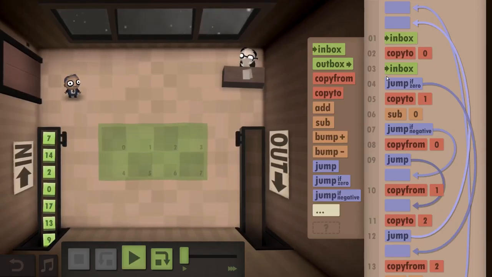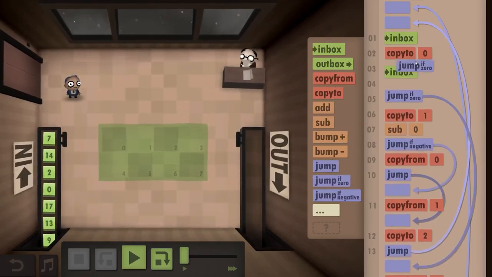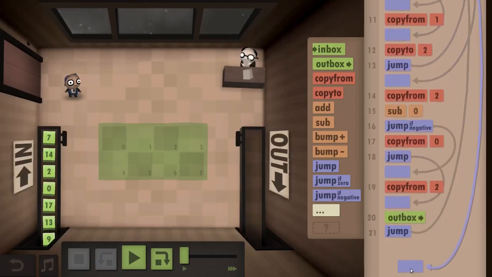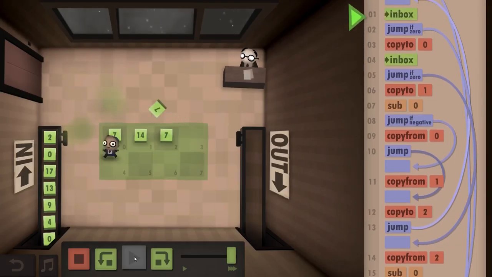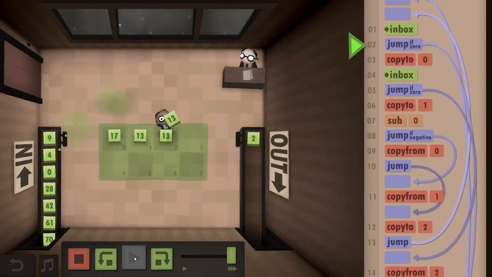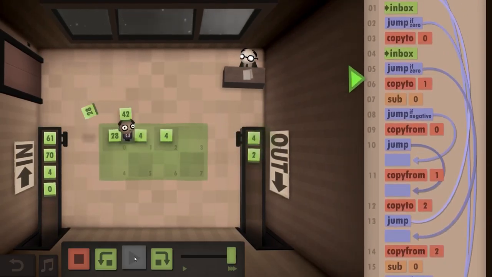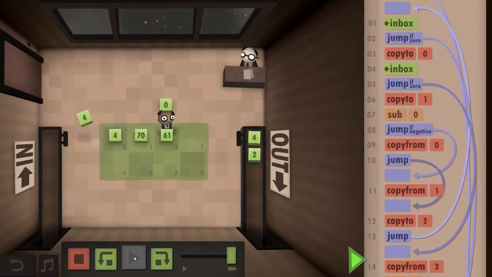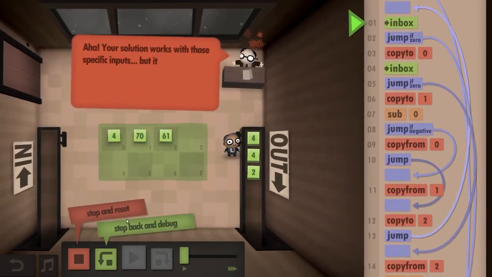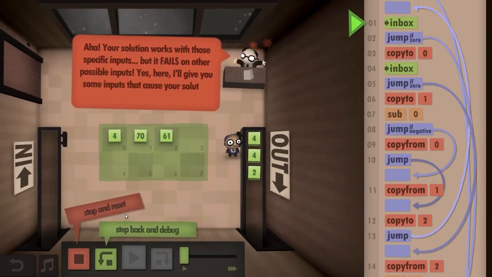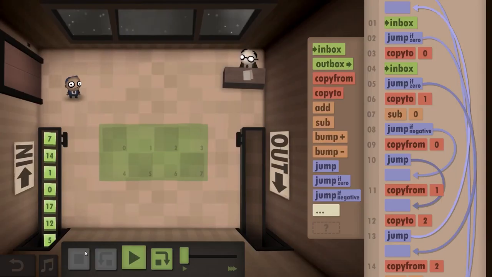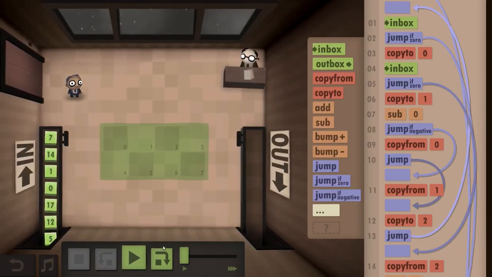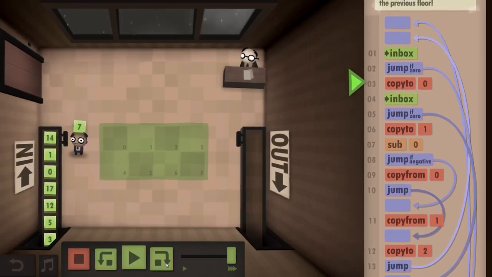That's right. Way too many steps. Nope. So if the first one is zero, if this first one is zero, copy from two and we're out. It's right.